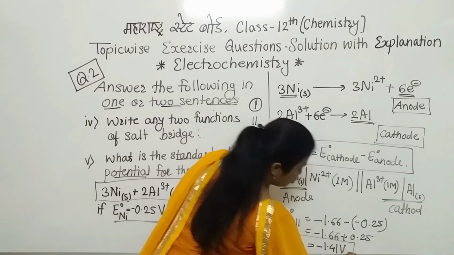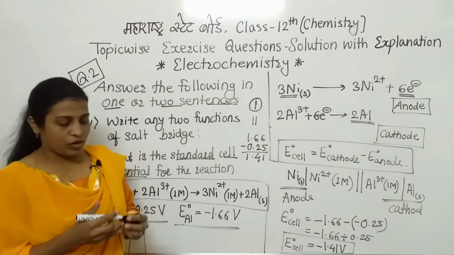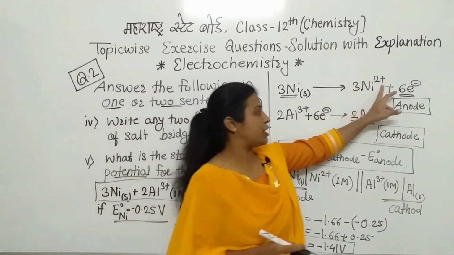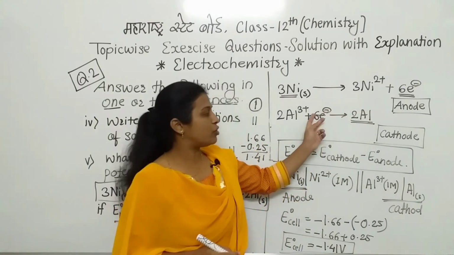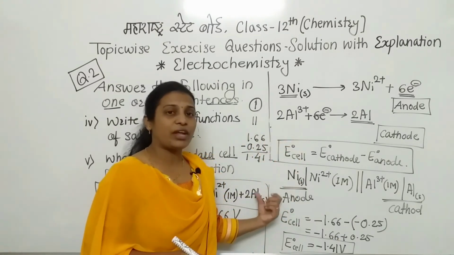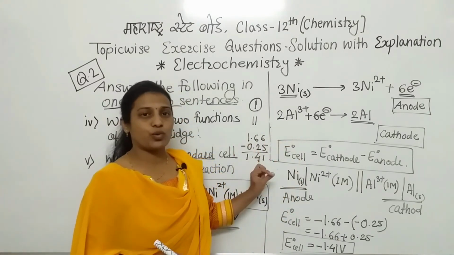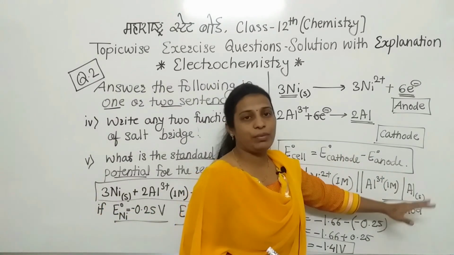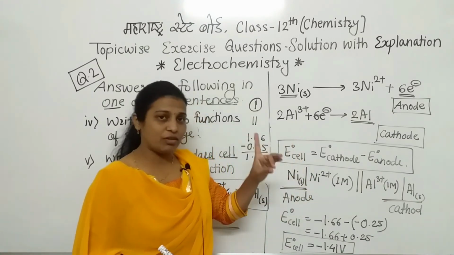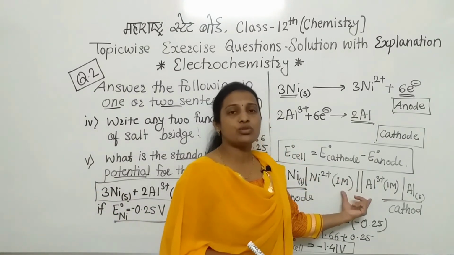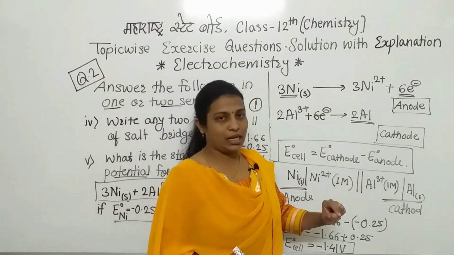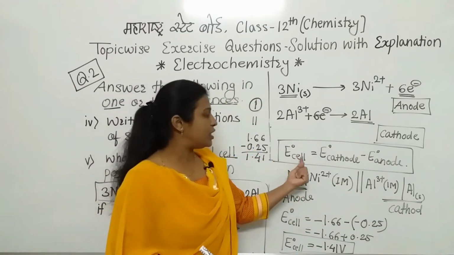Hope everyone understood how to find out E naught cell. Firstly we should know that when there is a loss of electrons, this is oxidation and it takes place at the anode. When there is a gain of electrons, this reaction takes place at the cathode. When there is a representation of a cell, on the left hand side we always have to write the anode, and on the right hand side the cathode. For the contact between that anode and its solution, we use a single vertical line, and the contact between two solutions by a salt bridge is represented by the double vertical line. So this is the method to calculate the E naught cell.